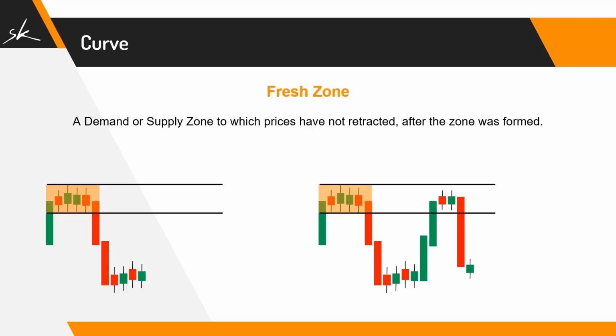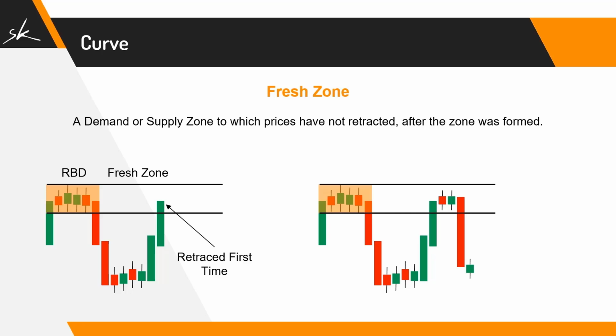Let us understand what is a fresh zone. A demand or supply zone to which price has not retraced or come back after the zone was formed is called a fresh zone. Look at the example on the left. We have a structure of rally, base, drop. What we can see here is that after the zone was formed, price has never been back to the zone, which means the zone is a fresh zone. If the price starts coming back to the zone, it will be coming back for the very first time, which is called the first retracement.